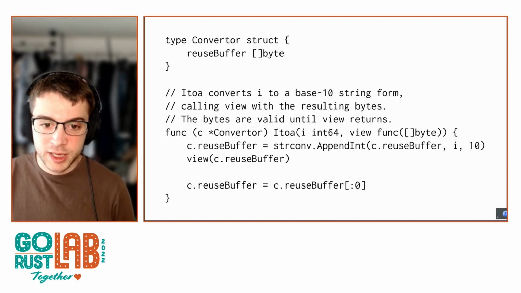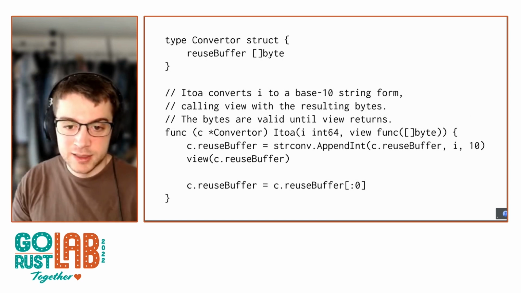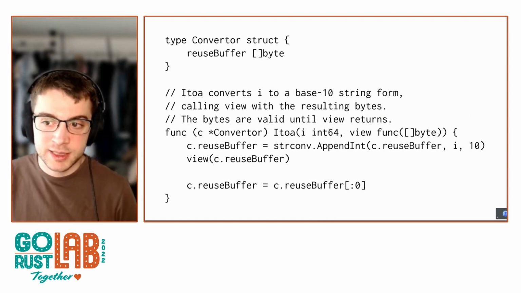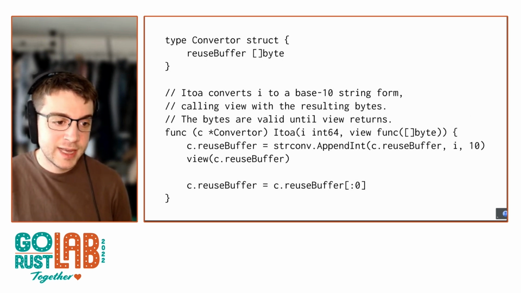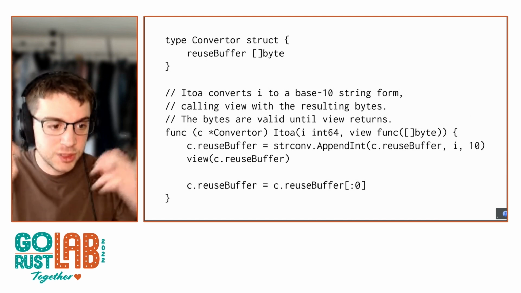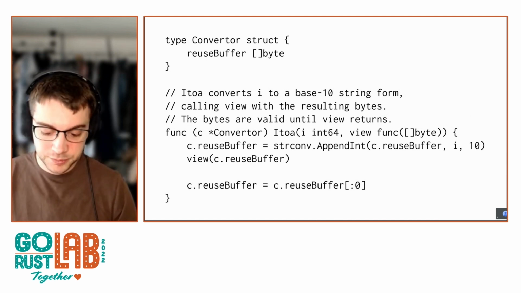One way we can make the API less prone to misuse is that instead of returning the bytes, it calls a callback function that has access to those bytes. So it's like a view, a temporary view over that result.